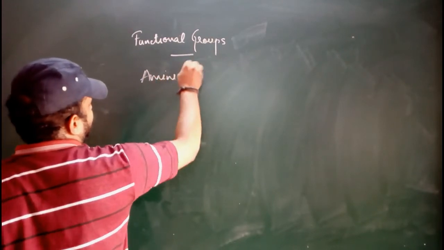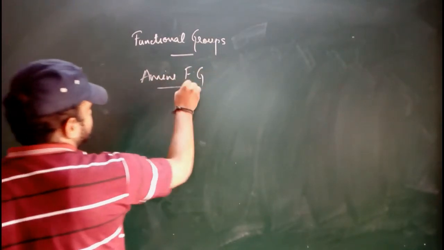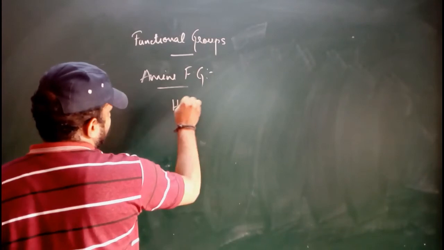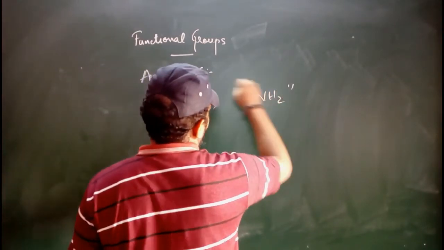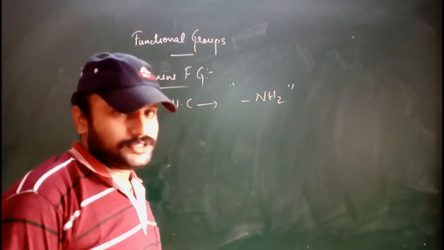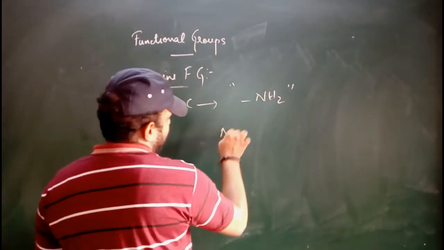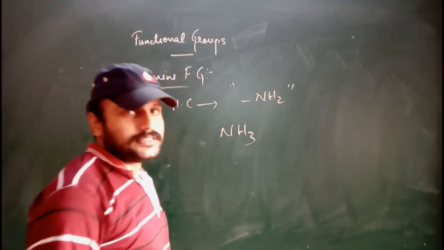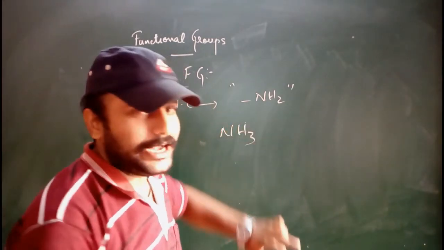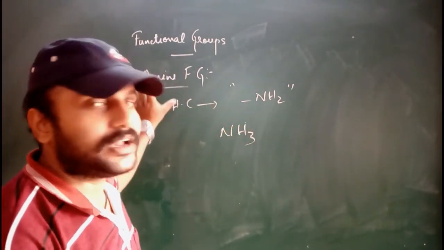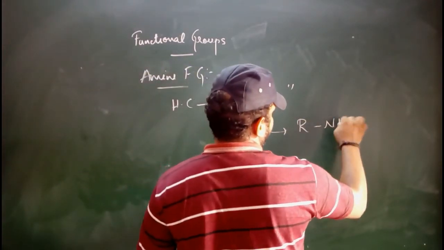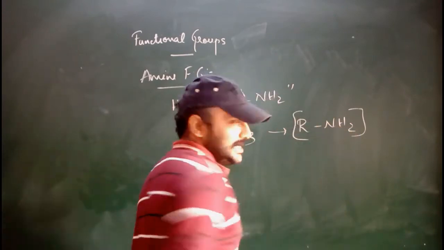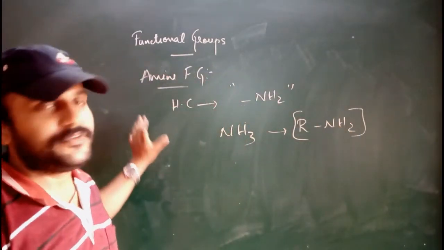Amine functional group. What is the amine functional group? A hydrocarbon containing the NH2 functional group is called the amine functional group. What is the general formula for amine? NH3, right? In that NH3, we will remove one hydrogen, and in that place of the hydrogen we will place an alkyl group. So we can write RNH2. RNH2 is the general molecular formula for the amine functional group.